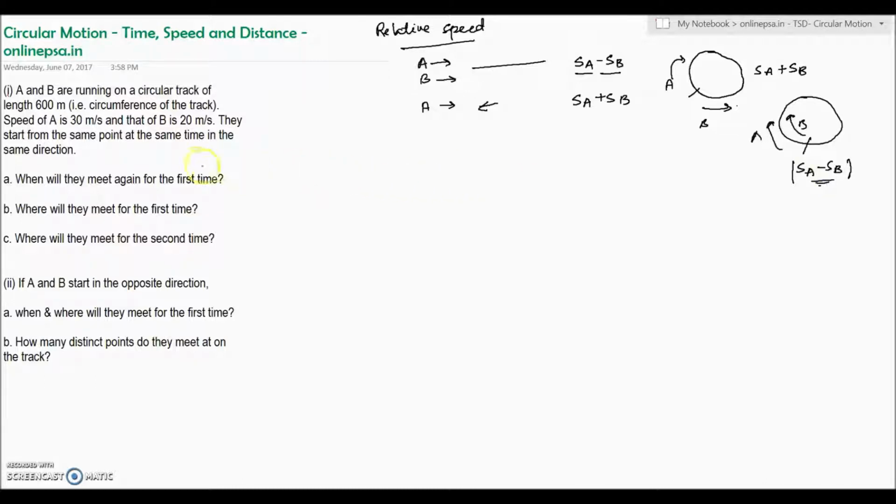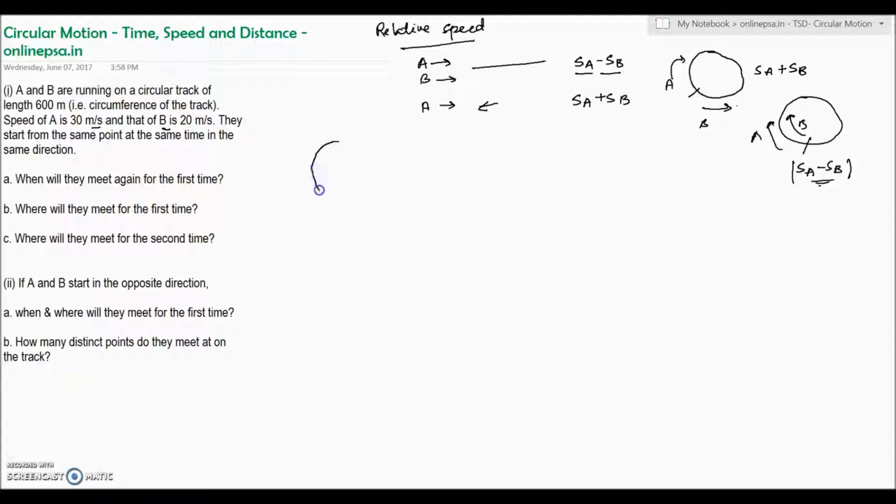So let us see this problem that we have here and see how we can start with applying the same principles here. A and B are running on a circular track of length 600 meter, the circumference of the track. Speed of A is 30 meter per second and that of B is 20 meter per second. They start from the same point at the same time in the same direction. The question is when they will meet again for the first time.